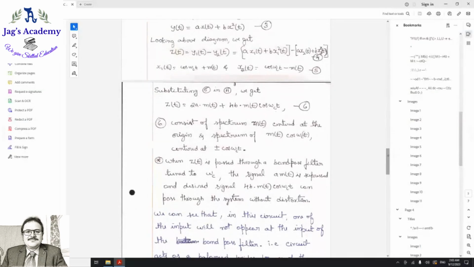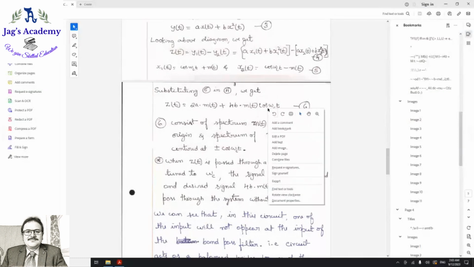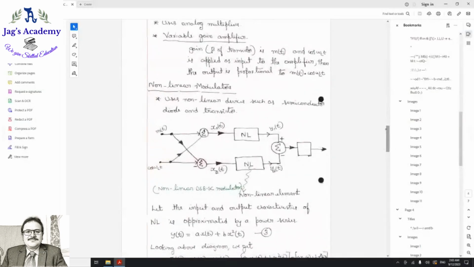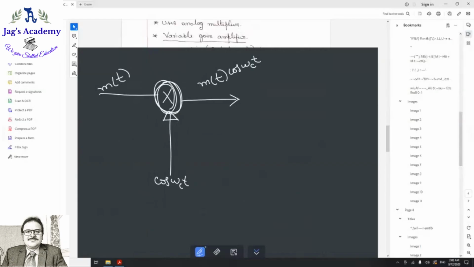Right? Now, out of this, what is your AM wave? This one, right? You have to remove this. This is the baseband component, this is the passband component. To keep the passband component, you have to use a band pass filter. That's all. So what you do is, you use a band pass filter here, and what you are going to get is, and this is that multiplier which I have used here. Have you understood this now?